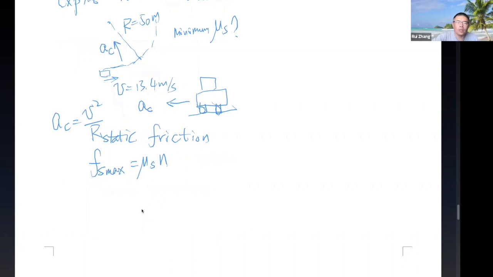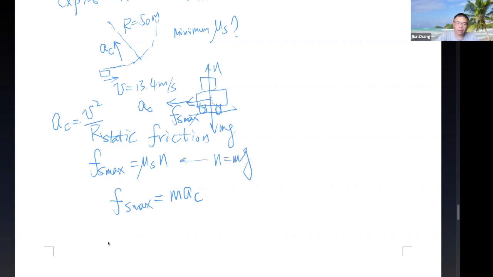Now, according to Newton's second law, there's only one force going along this direction, which is just this static friction, and it reaches the maximum value. So according to the second law, we have F s maximum equals to m a c, right? That's our Newton's second law, force equals mass times acceleration. Now, what about normal force? Okay, if you draw the free body diagram here, you see that normal force certainly just equals gravity, okay?